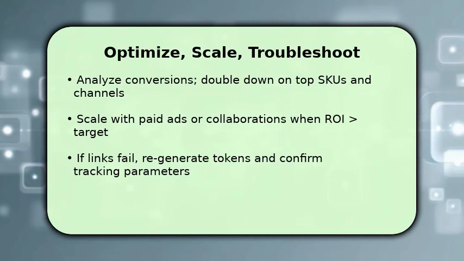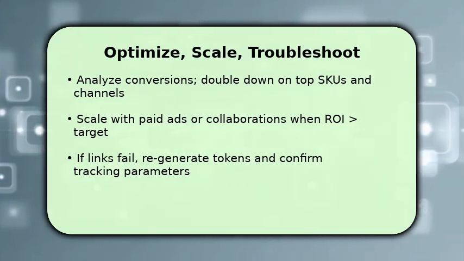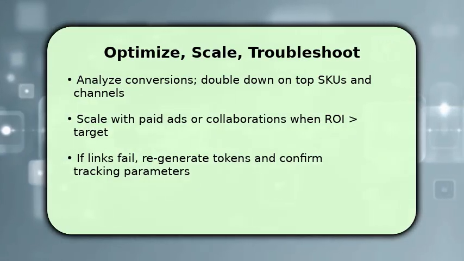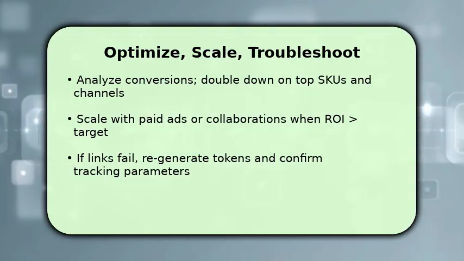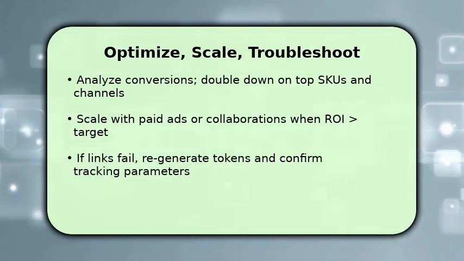You finish by optimizing and scaling. Regularly review conversion data and focus on the products and channels that produce the majority of commissions. Once you see consistent ROI, scale with paid ads or influencer cross-posts. Make sure margins cover ad spend.